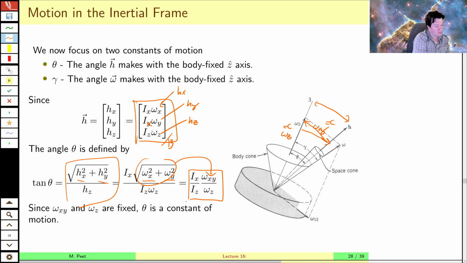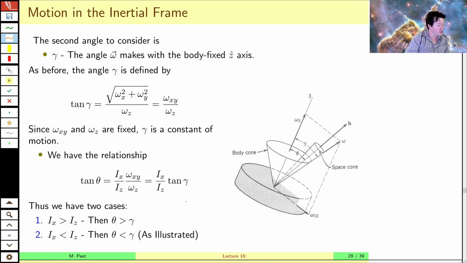So that tells us something, right? And of course, we already know gamma. Gamma is even easier, right? That's the angle that the angular velocity vector makes with the z-axis. And that's just the omega xy component and the omega z component. And so again, we use that definition of tangent, and we know that that's a constant, so we already knew that angle will be constant, but now we have an expression for it.